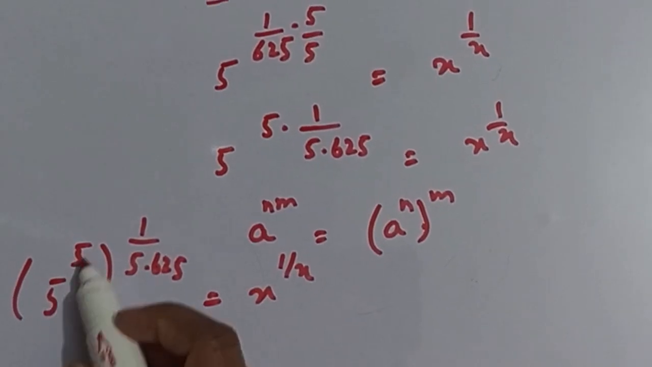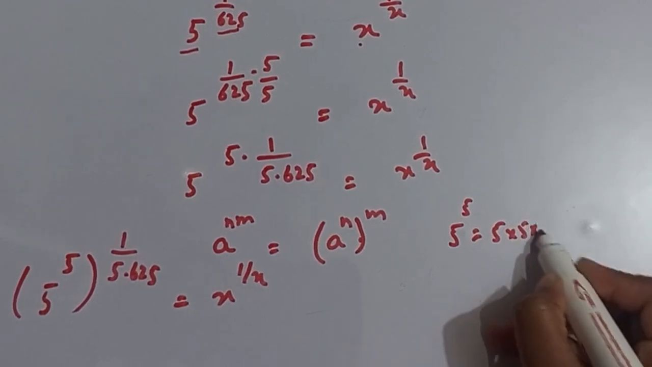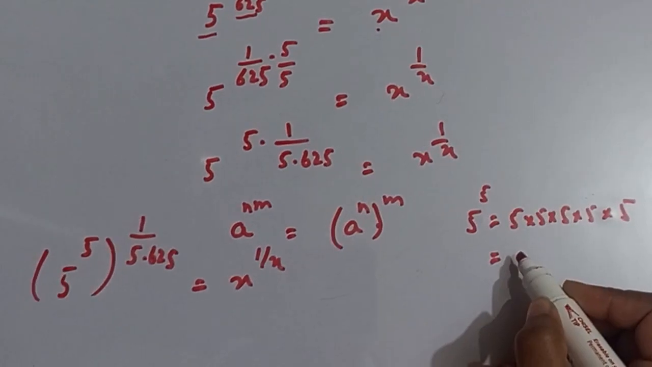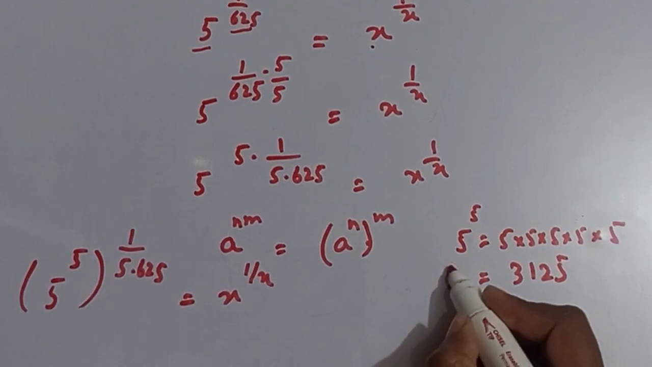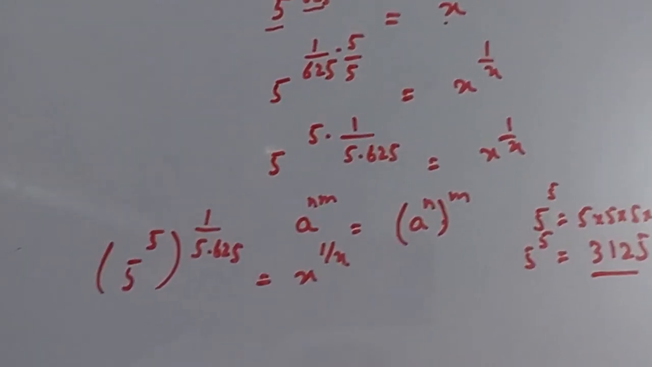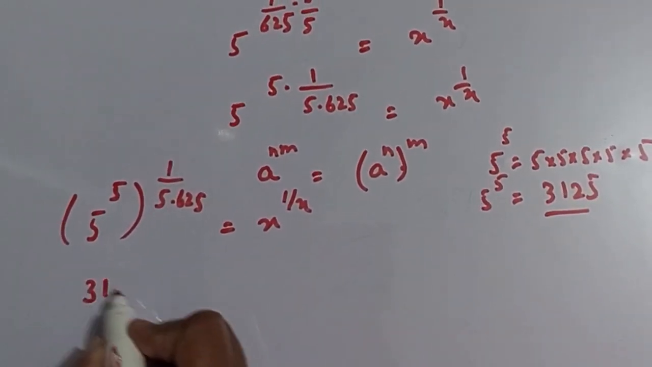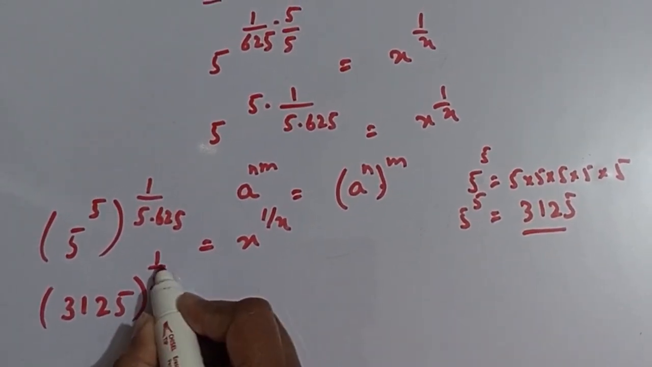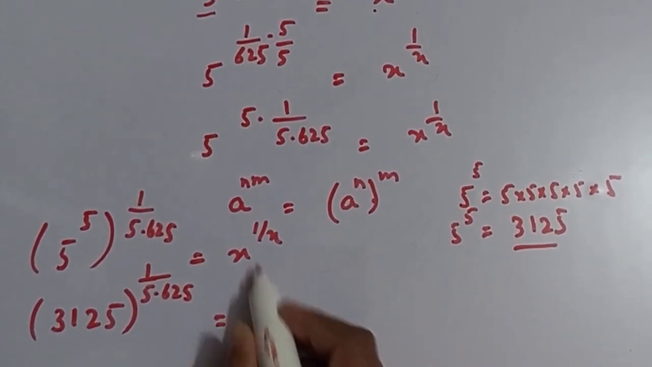So we expand 5 raised to the power 5. This is equal to 5 multiplied by 5 multiplied by 5 multiplied by 5 and then multiplied by 5. Multiplying these values, we get 3125. So 5 raised to the power 5 is equal to this one. Here we replace 5 raised to the power 5 by 3125, raised to the power 1 over 5 multiplied by 625, and this is x raised to the power 1 over x.